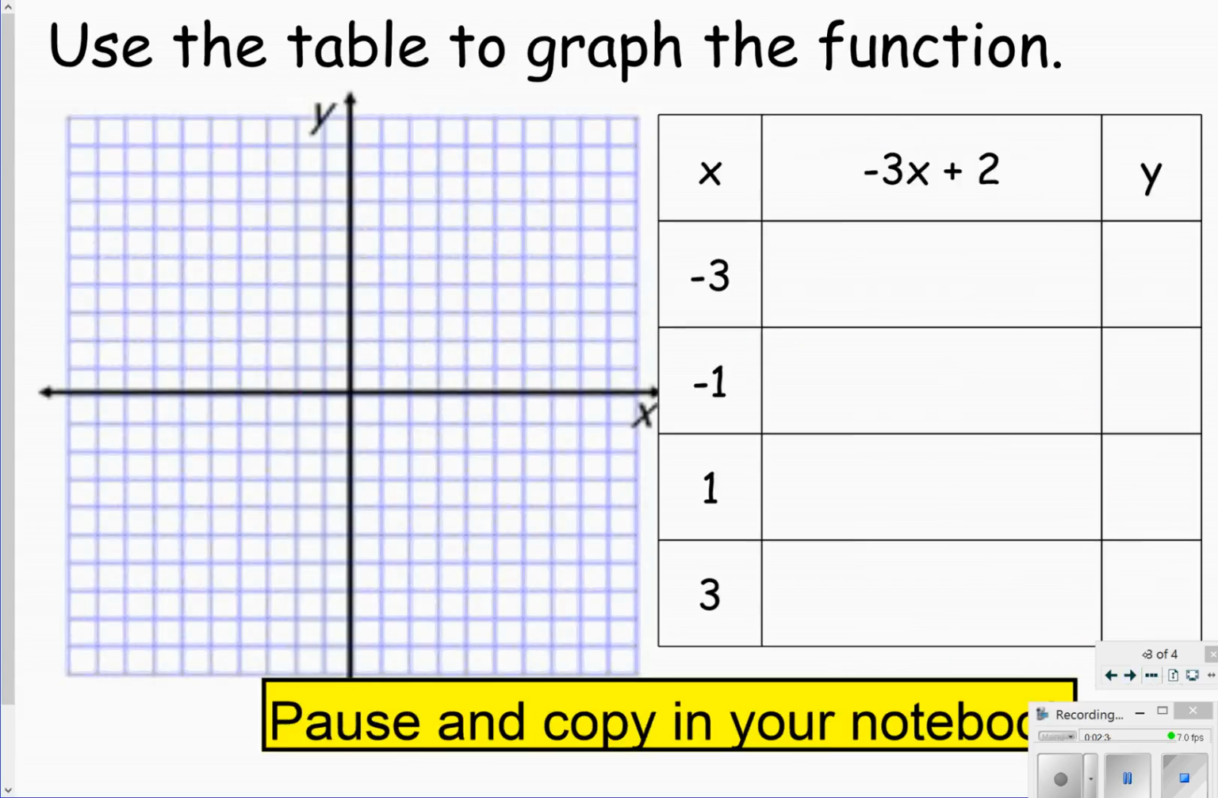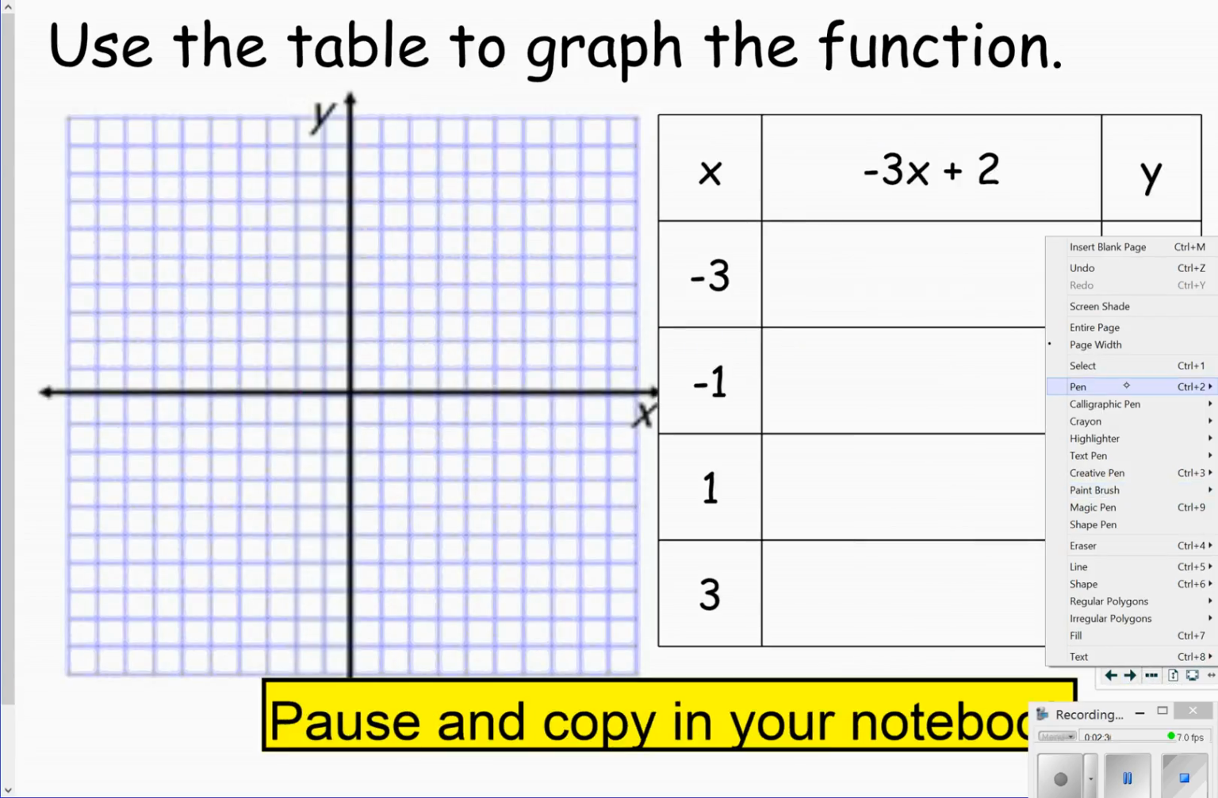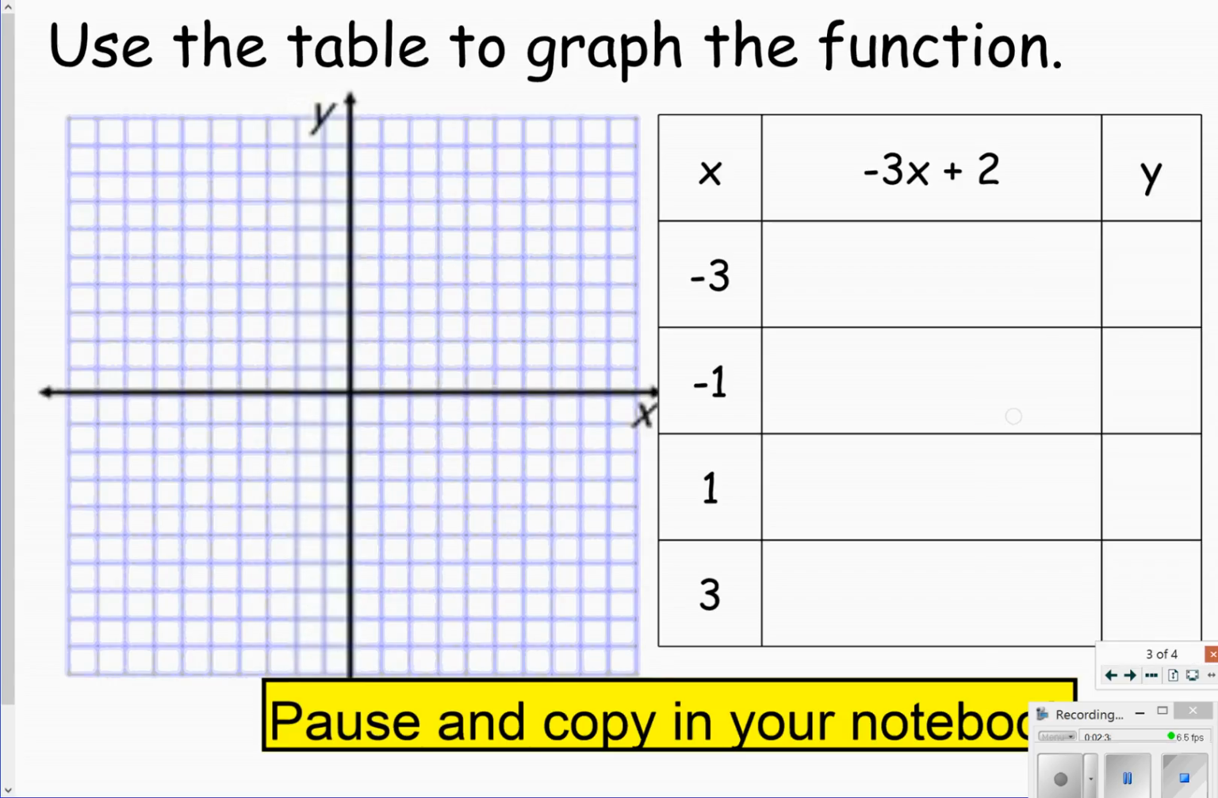Very good. All right, well now we are going to use a table this time to come up with our ordered pair. And we don't right now know what the y value is going to be. So if it's a function, y is equal to this equation. So really, y is equal to -3x plus 2. And we simply have to substitute the x value into our equation to figure out what the y value is going to be. So let's go ahead and get started.